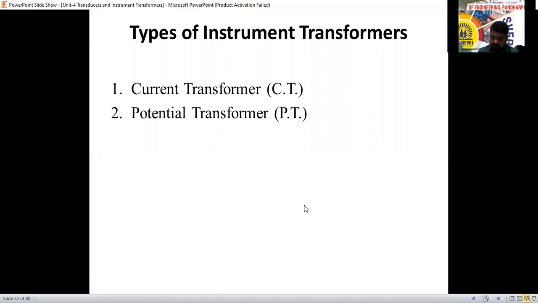What is happening here? Some people are joining now. Again and again they are dropping and coming back.